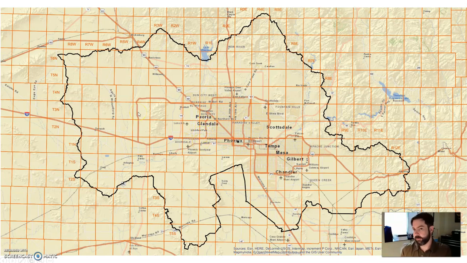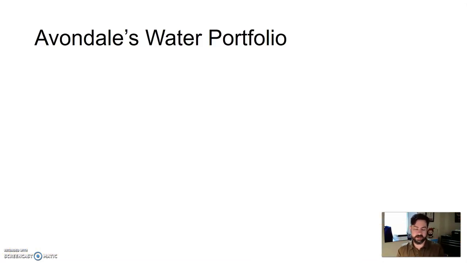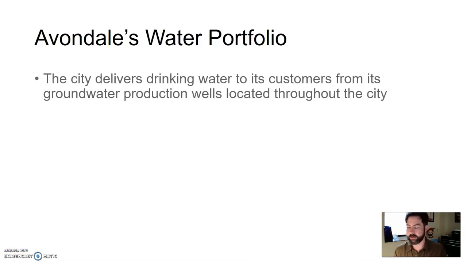So I'm specifically going to focus on Avondale. That's where Estrella Mountain Community College is. So we're going to look at Avondale's water portfolio. The city delivers drinking water to its customers from groundwater production wells located throughout the city. So throughout the city, there's pumping sites. You might even have one in your neighborhood. This is where they pump out water, filter it out really quick. But other than that, it's pretty much good to go.